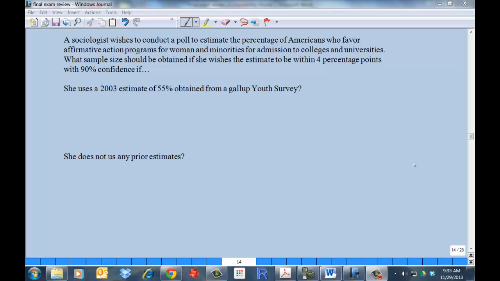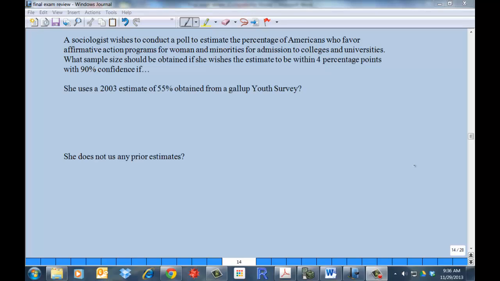Okay, let's move on to this next question here, which says a sociologist wishes to conduct a poll to estimate the percentage of Americans who favor affirmative action programs for women and minorities for admission to colleges and universities. What sample size, so this is a sample size question, what sample size should be obtained if she wishes the estimate to be within 4 percentage points with 90% confidence if?